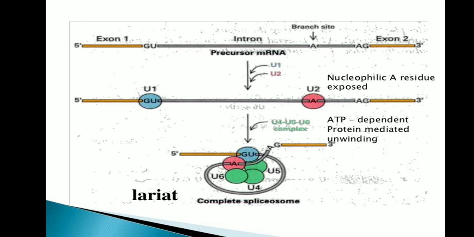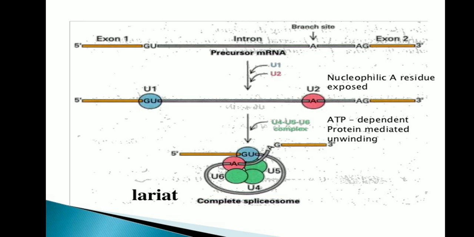Then after that the U4, U5, U6 complex will get together and they will attack on that, okay? And after that, with the utilization of ATP, protein mediated unwinding will take place, and the lariat will be formed, and in this way the introns will be removed, right? But there is a very huge mechanism behind this. So the E complex is also called the commitment complex, since it identified the pre-mRNA as a substrate for the formation of the splicing complex.